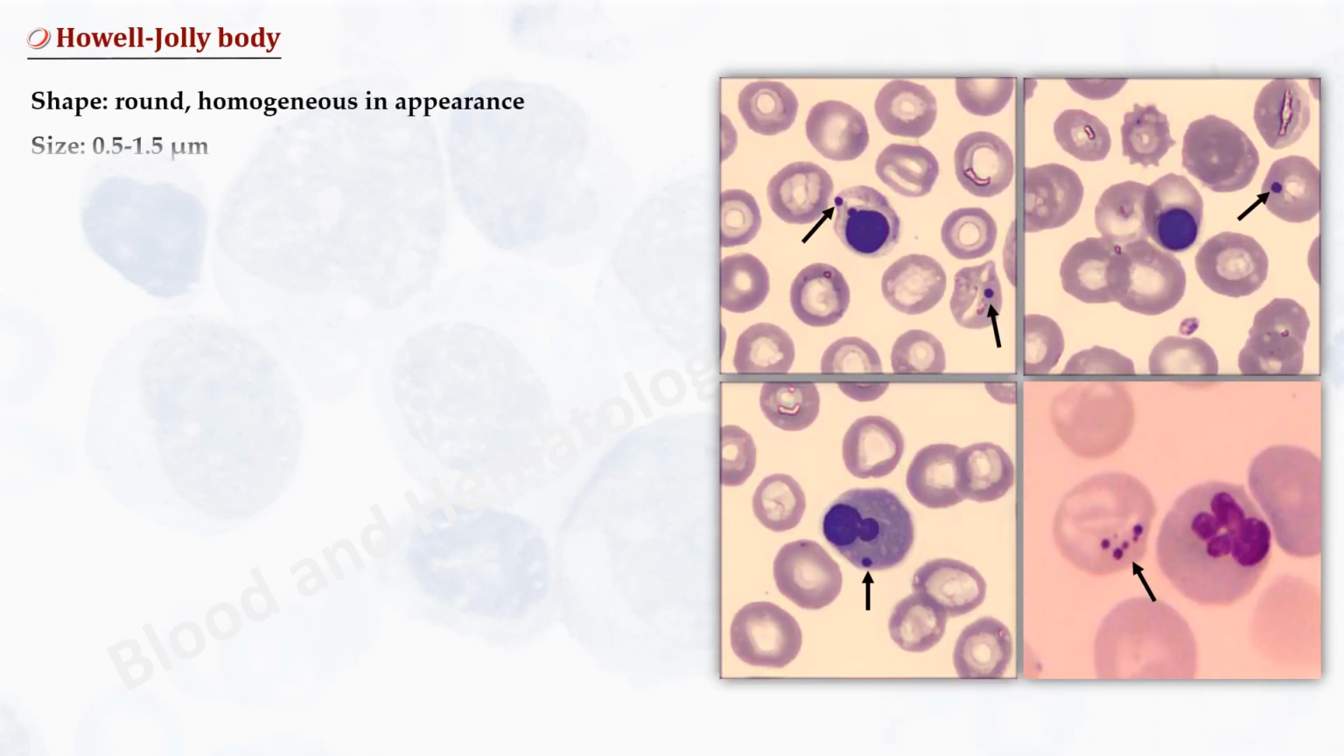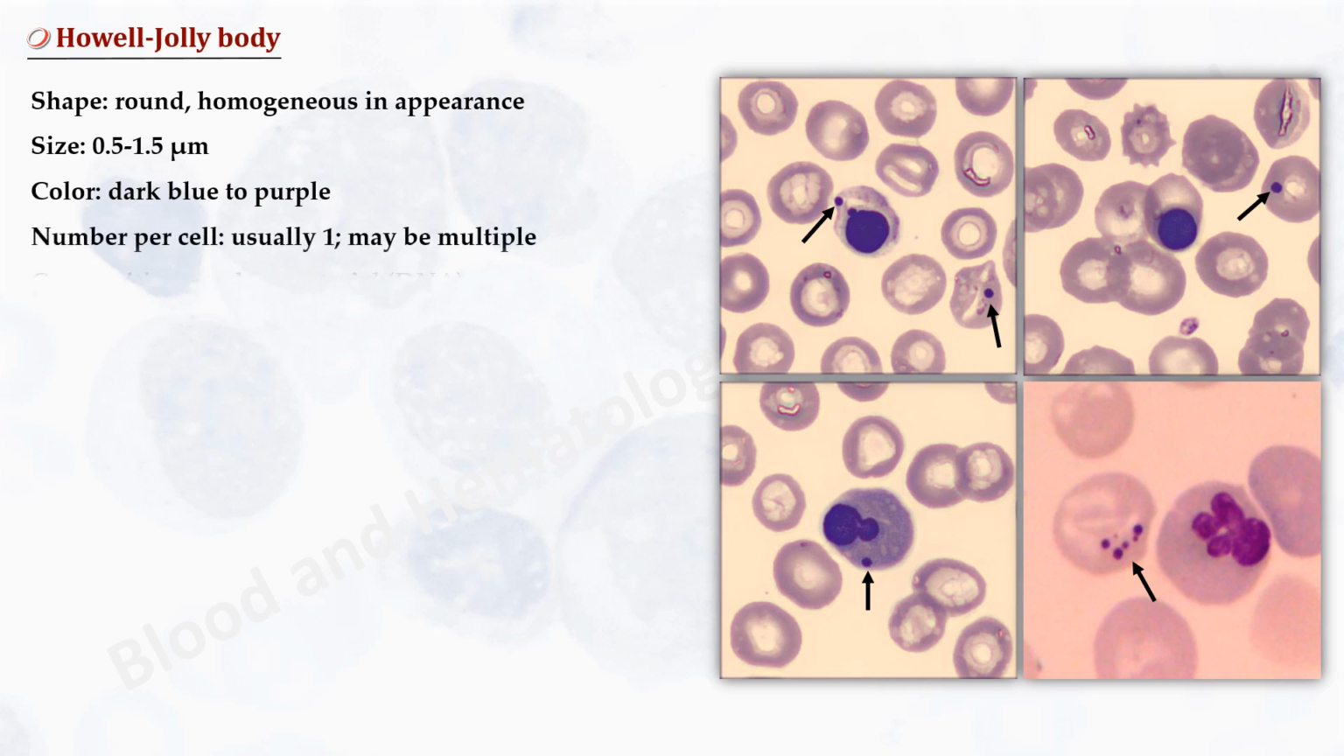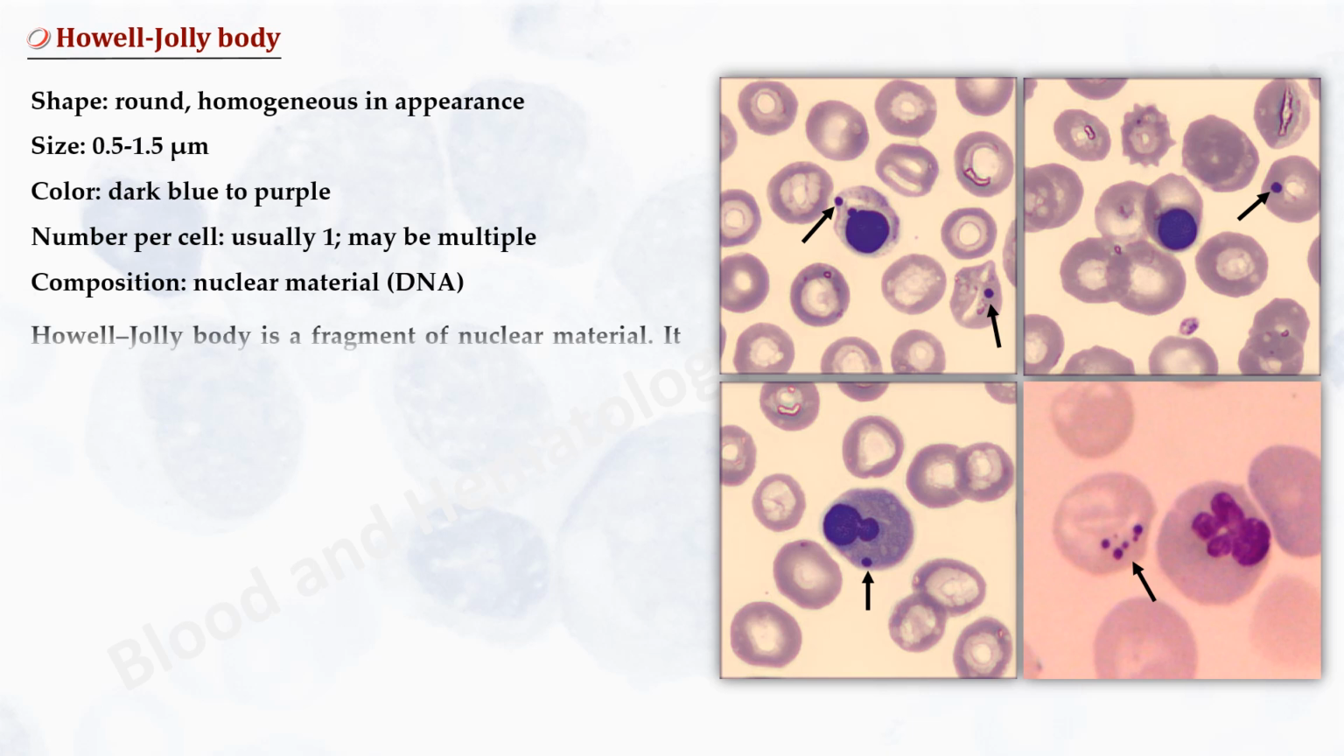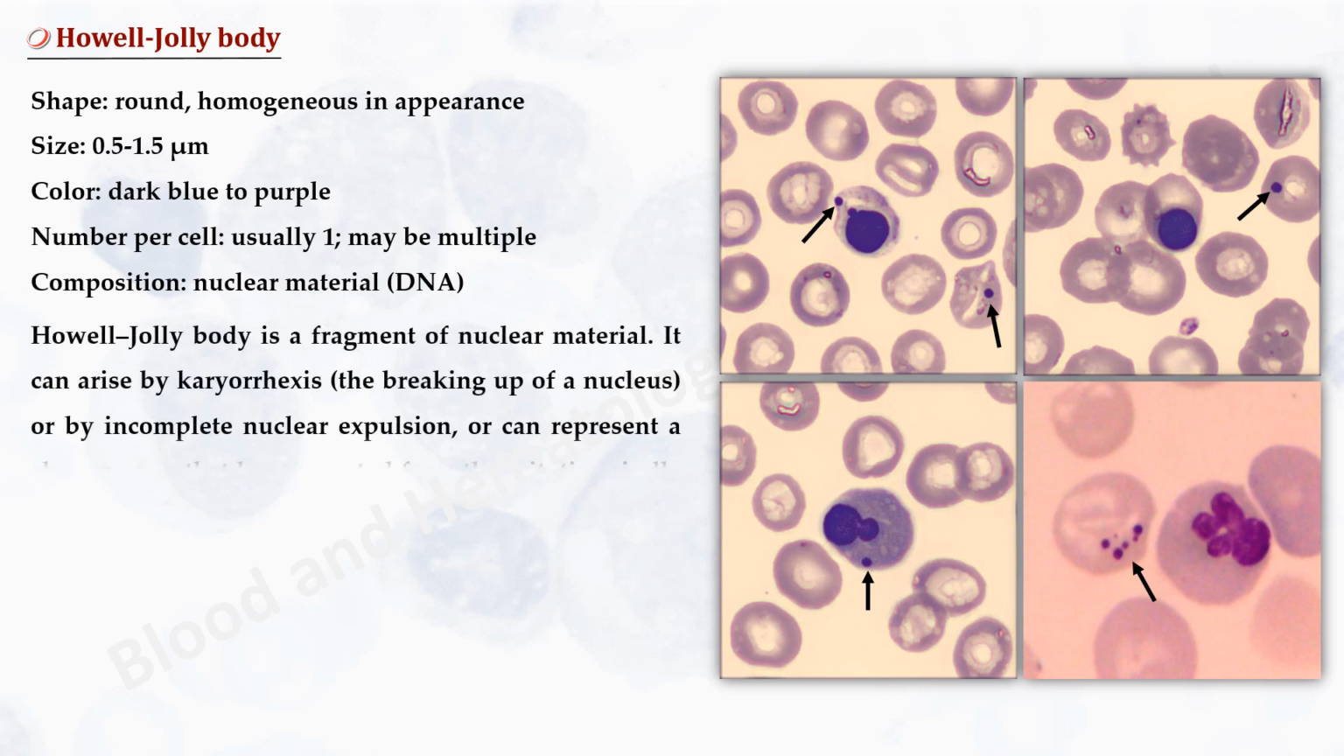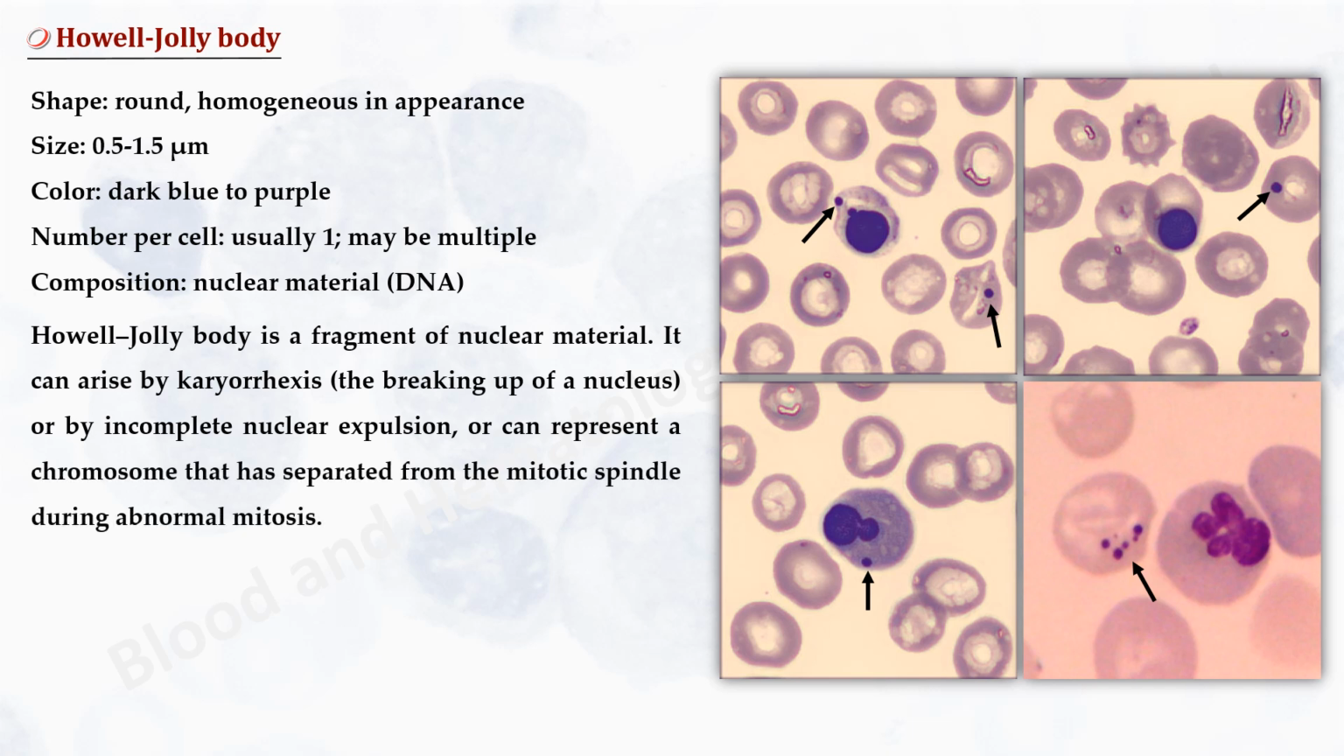Howell-Jolly bodies are round, cytoplasmic red cell inclusions that have the same staining characteristics as a nucleus. A Howell-Jolly body is a fragment of nuclear material. It can arise by karyorrhexis or by incomplete nuclear expulsion, or can represent a chromosome that has separated from the mitotic spindle during abnormal mitosis.